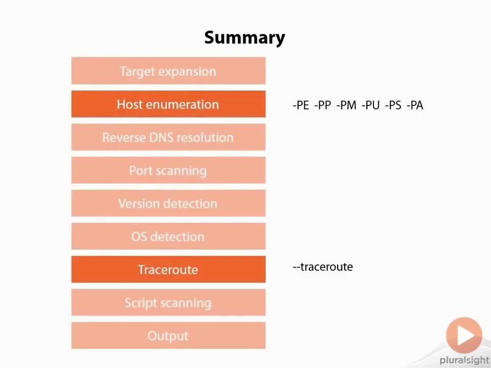In this module, we've presented the host enumeration and network mapping phases of NMAP's operation. Using these 2 phases, the network security tester can discover the topology of the networks under review and identify live systems on those networks.